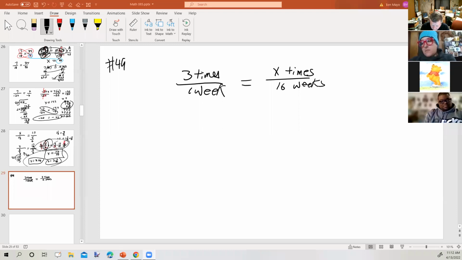All right, so notice I've got 3 times per week equals X times per 16 weeks. So my units for my rates are the same. Times per week, times per week. I don't have times per week and then weeks per time. That would not work, okay? So we've got to have the units across from each other, the same units, right? Thanks for reminding me, Courtney. I knew I'd forget at some point.